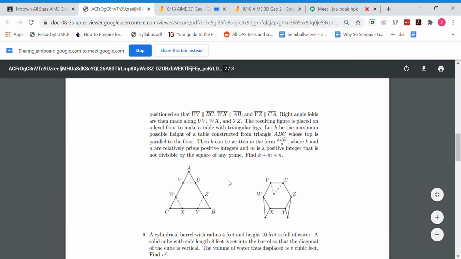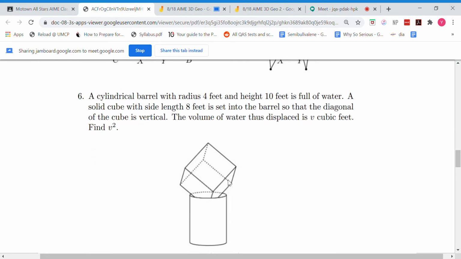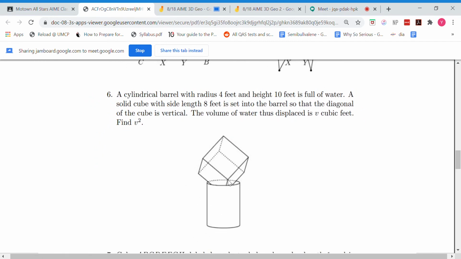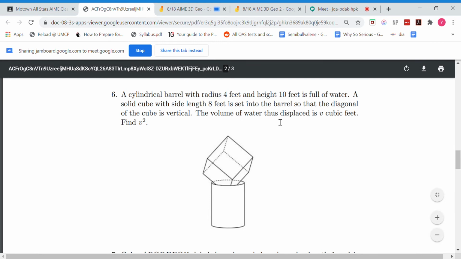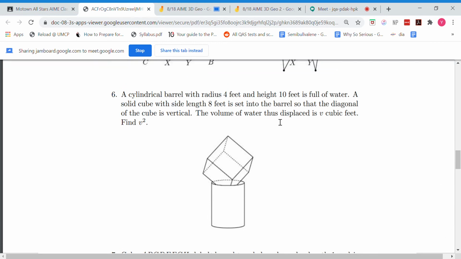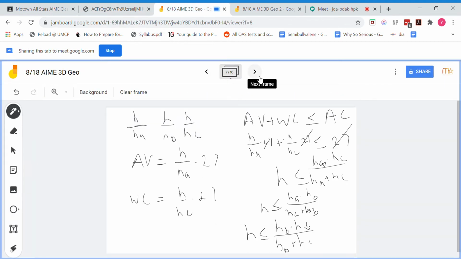Okay, so problem 6 is a cylindrical barrel with radius 4 feet and height 10 feet is full of water. A solid cube with side length 8 feet is set into the barrel so that the diagonal of the cube is vertical. And then it's implied that the cube will fall until it rests on the top surface of the barrel. And we're trying to find what volume of water is displaced, meaning what volume of water that was inside the cylinder is now occupied by the cube.